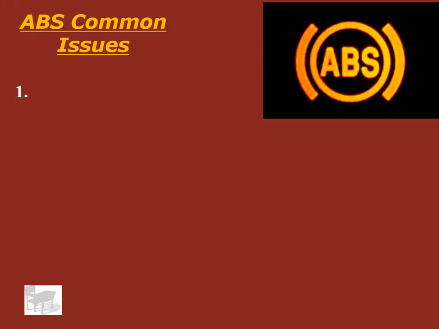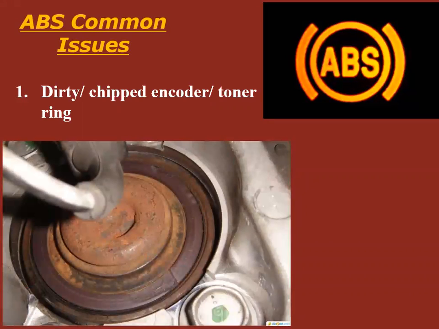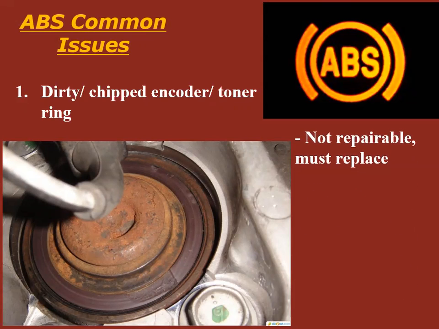First, in my experience, the most common reason why the ABS light kicks on is a dirty, chipped, whatever it may be, teeth missing encoder or toner ring. That's what they look like. Doesn't look like much, right? It's that reddish-brown looking thing right there, and that's got a chip in it. That's enough to stop it from working correctly. If that happens, you can't repair them, you have to replace it.